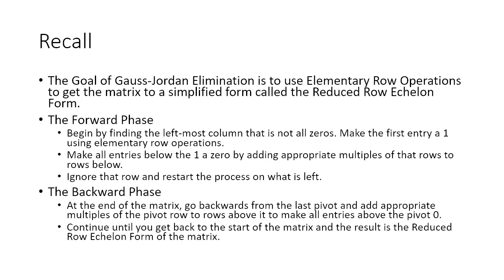Once we walk through the entire matrix, we begin the backward phase. So we start at the end of the matrix, at the very last pivot, and we make everything above that pivot a 0 by adding appropriate multiples of that pivot row to the rows above. We then move backwards to the previous pivots, and do this process until we get back to the beginning of the matrix, or our very first pivot. At that point, after we make all of the entries above all the pivots 0, we have the reduced row echelon form.